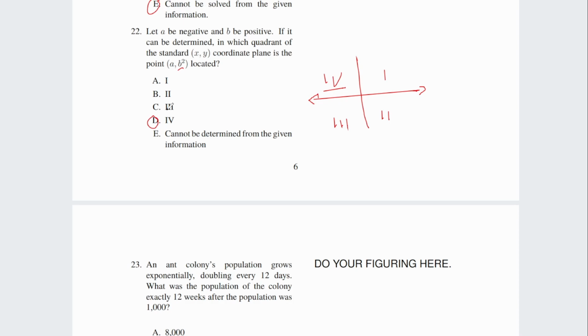This is a time when we don't need to be careful about "cannot be determined from the given information."